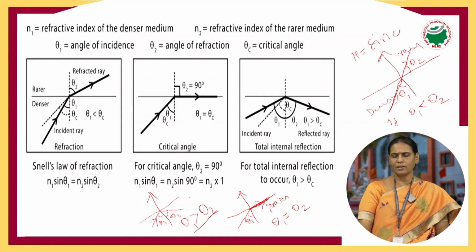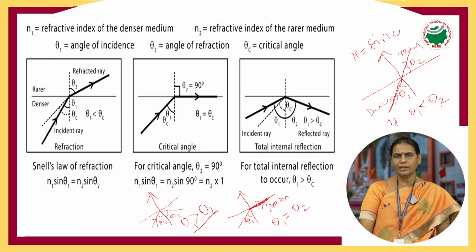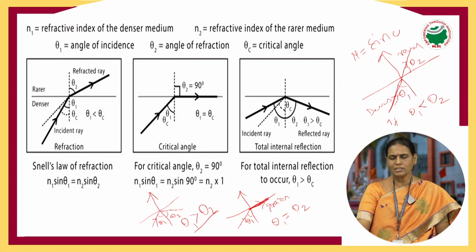See the three different figures. In the case of theta 1 less than theta 2, theta 1 is the angle of incidence, theta 2 is the angle of refraction. When the light ray is passing from the denser medium, under this condition, the light ray enters into the rarer medium. In the second condition, when the angle of incidence is equal to the angle of refraction, the light passes across the optic axis, that is, light grazes across the optic axis.